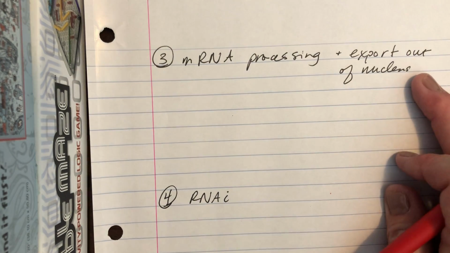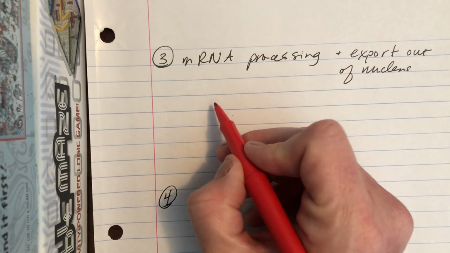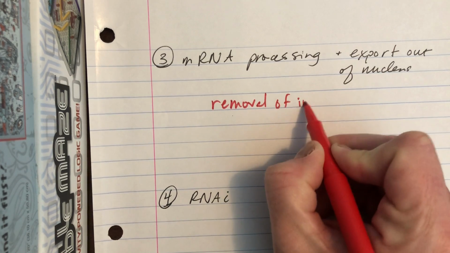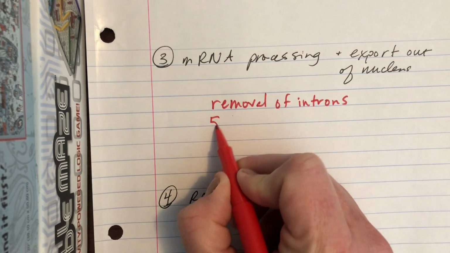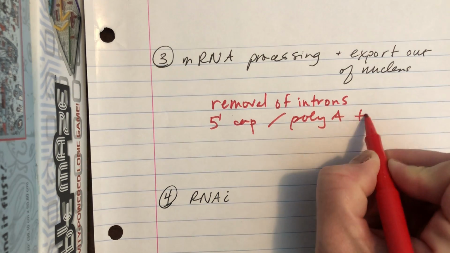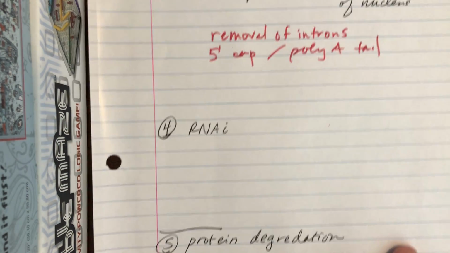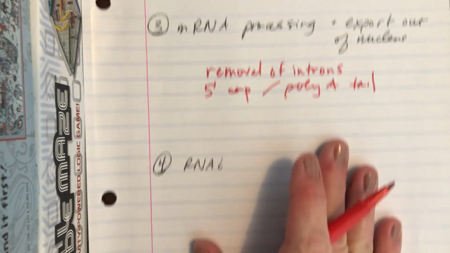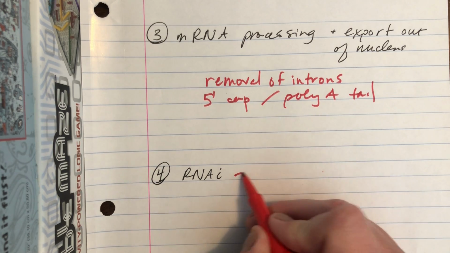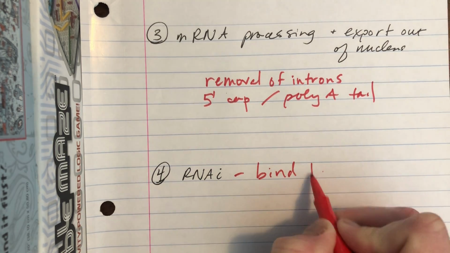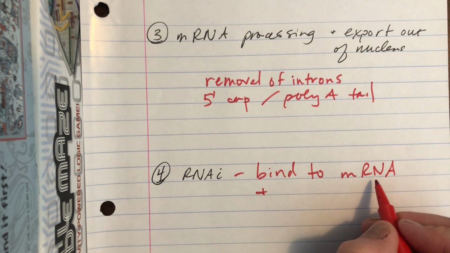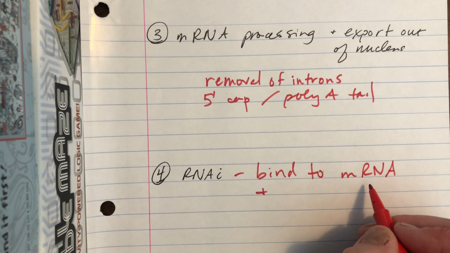mRNA processing and export out of the nucleus. So this would be removal of introns. And this would be the 5' cap, the poly A tail. RNAi, the little i stands for interference. These are small RNA molecules in the cytoplasm that can bind to messenger RNA and either destroy messenger RNA or block its attachment to a ribosome for translation.